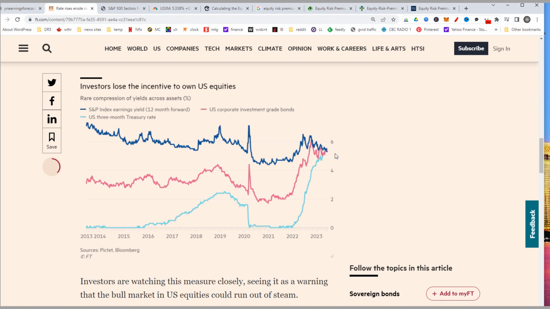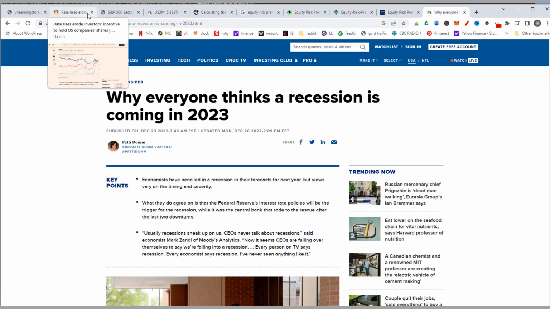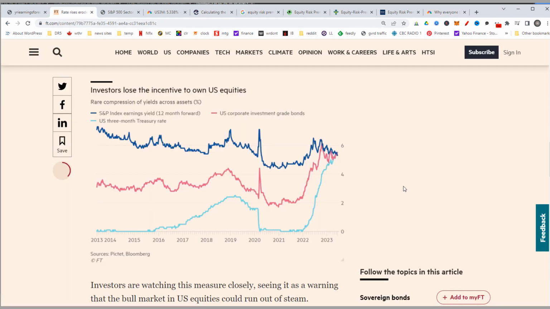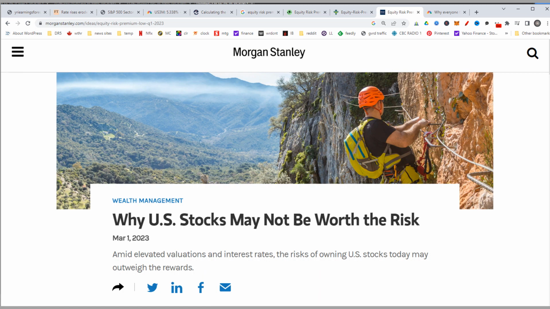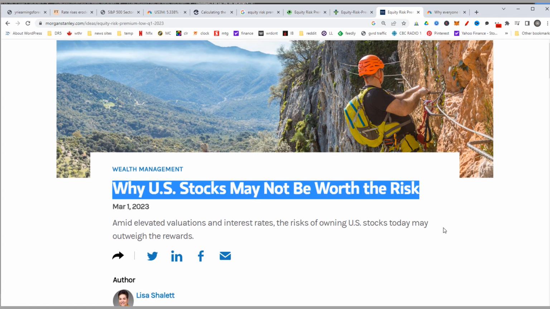You could make the argument that the stock market can return higher than 5.3 over the next year, which is possible. But with a recession likely just around the corner, earnings may fail to live up to expectations. And if that happens, then you may not get the 5.3% return from stocks that is expected if profitability expectations remain the same. So that's leading some people, like this article from Morgan Stanley, to caution against buying the US stock market right now.